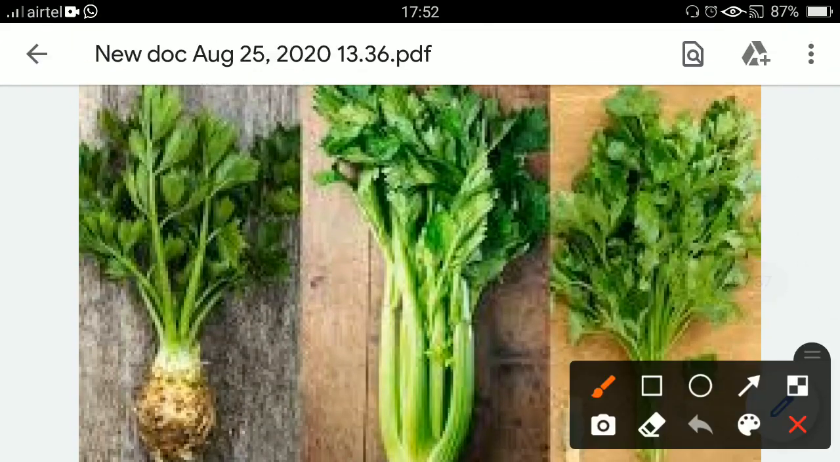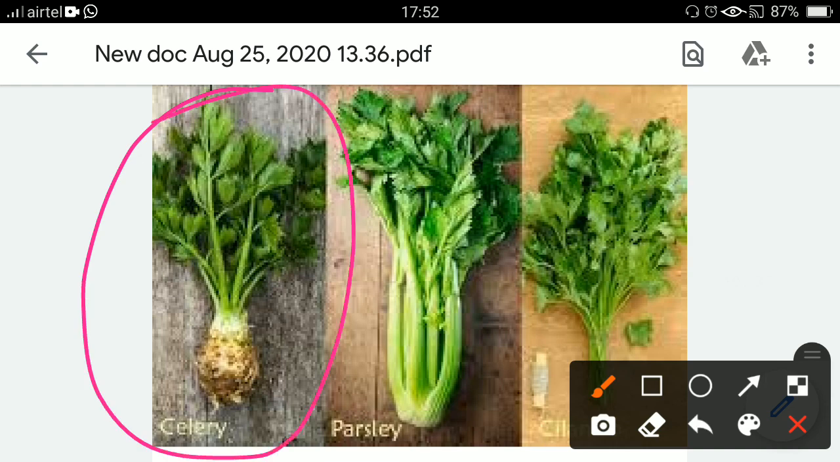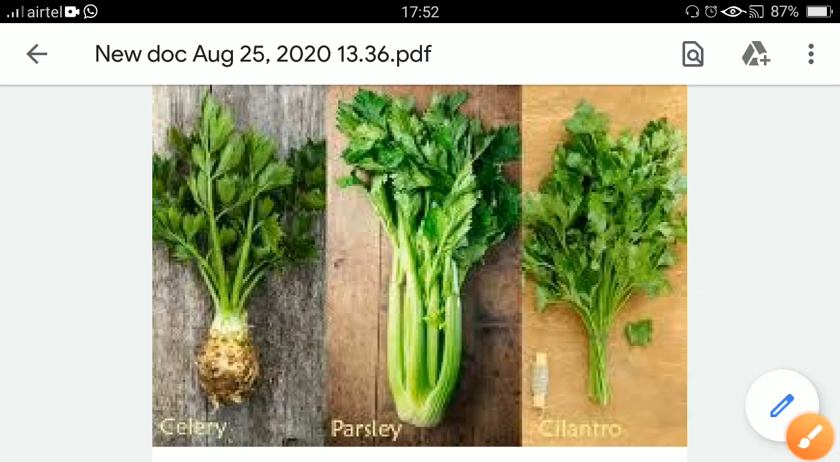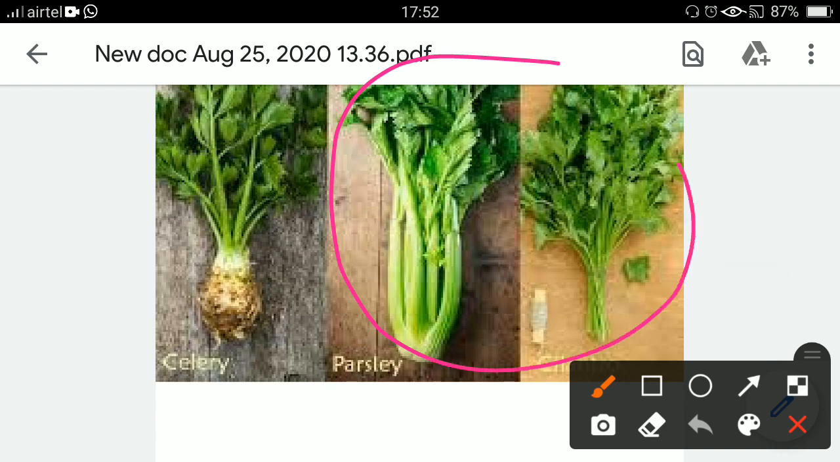Well, what is it? I'm specially talking about this celery. It's a vegetable. Okay, it looks like coriander, but if you have a look closely, it is a bit different from coriander. These two pictures are only for comparison. Celery looks like this.